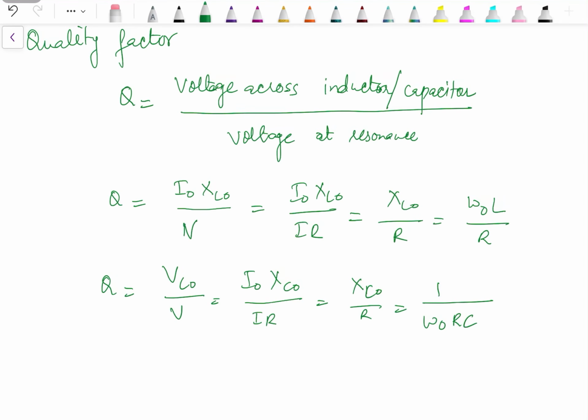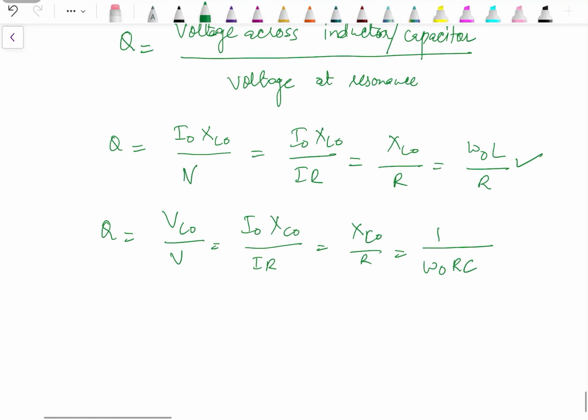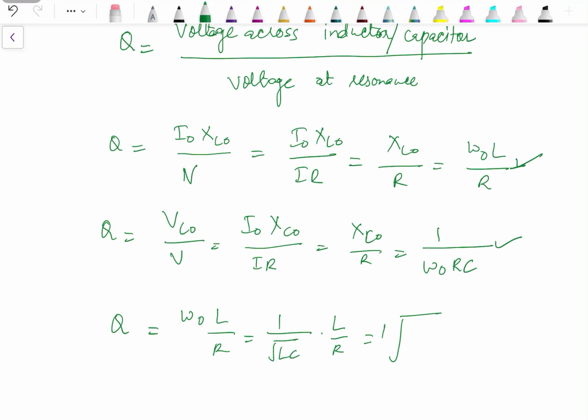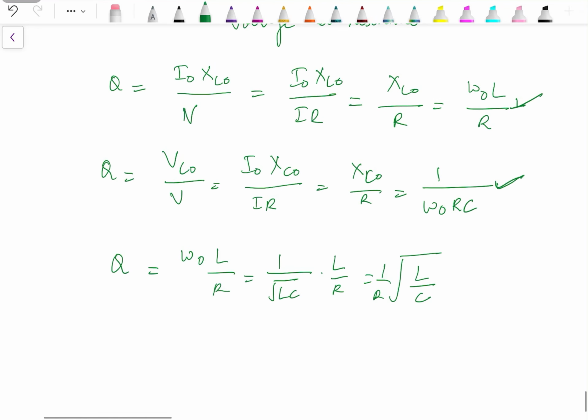So if you use the value of omega naught either in this expression or in this expression, Q is, let's say I'm using the upper one, omega naught L by R. It's 1 by root LC into L by R. This expression becomes 1 by R root L by C. Same expression can be derived from here if we use the value of omega naught as 1 by root LC.